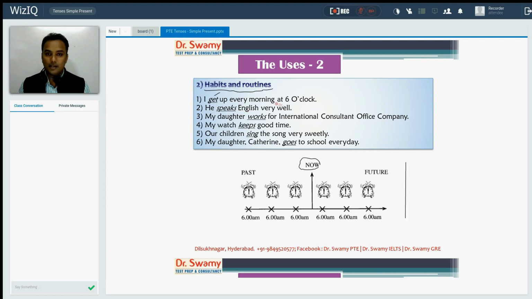Now, "He speaks English very well." That is his regular truth, or his general action in the case of that particular person. So that is why we have used the verb "speak" in the first form, and because the subject is he, we have added s to the verb. And similarly, "My daughter works for an international consultant company." In simple present tense, s is added because "my daughter" becomes "she." So he, she, it.